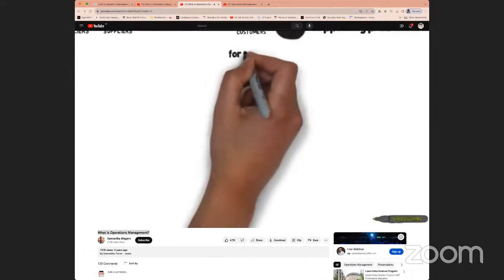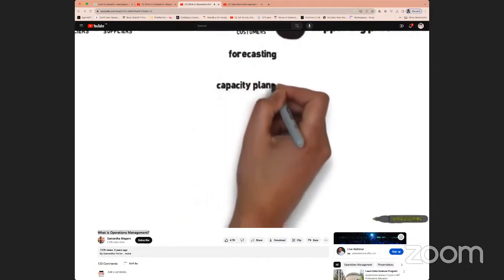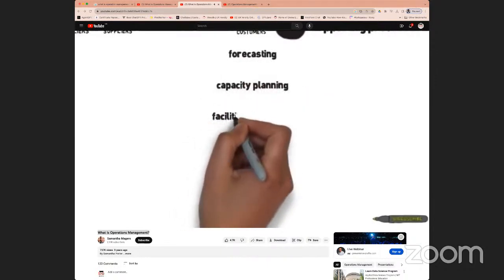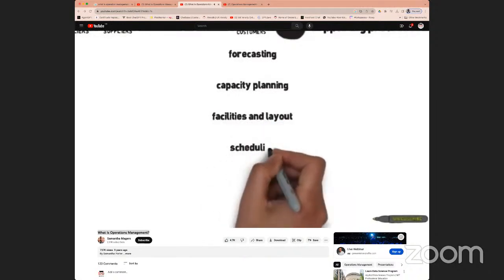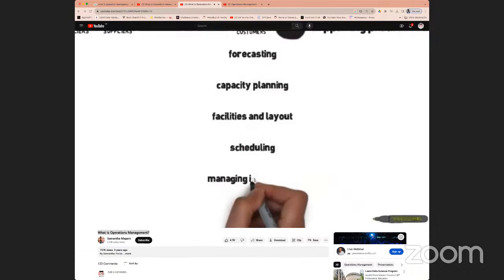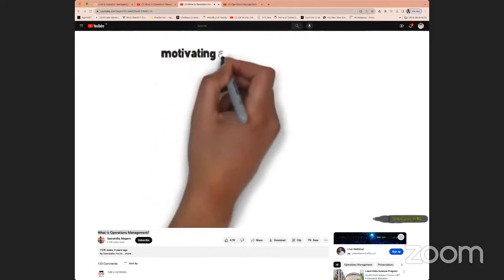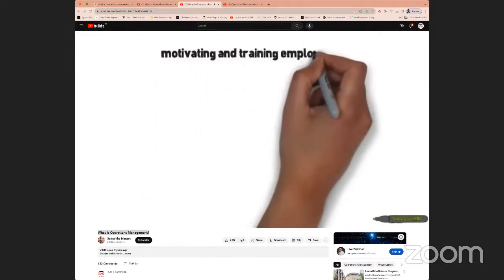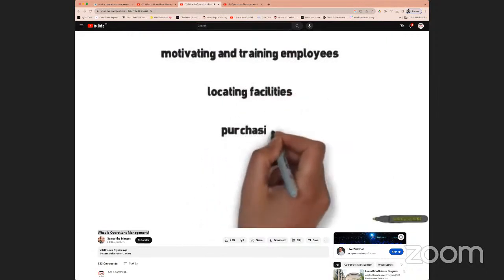Operations management includes many activities that a company uses to allow it to run more smoothly. These include forecasting, capacity planning, facilities and layout, scheduling, managing inventories, assuring quality, motivating and training employees, locating facilities, purchasing, distribution, and maintenance.